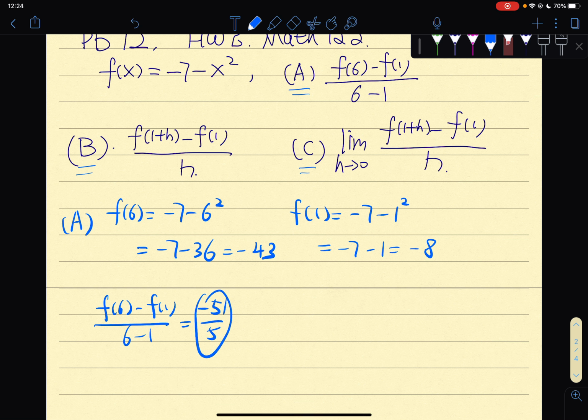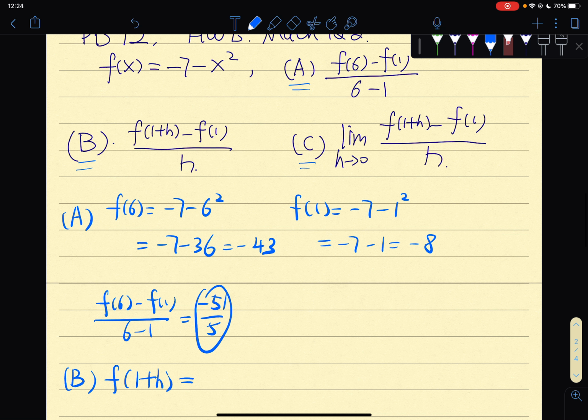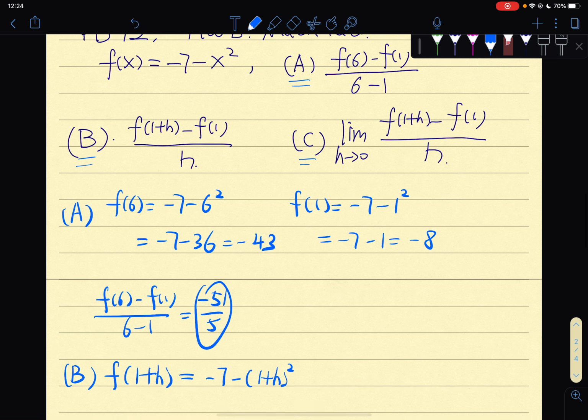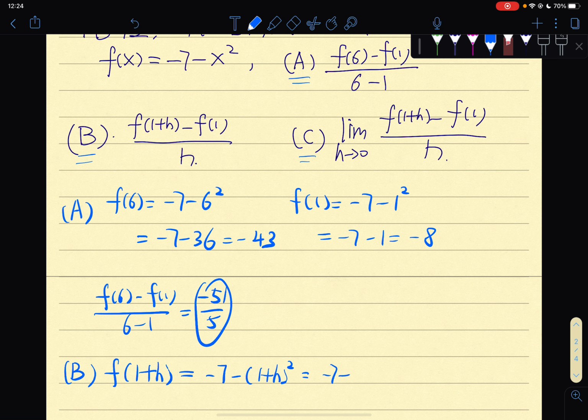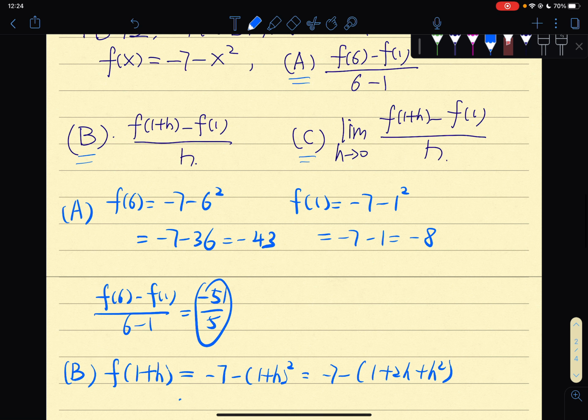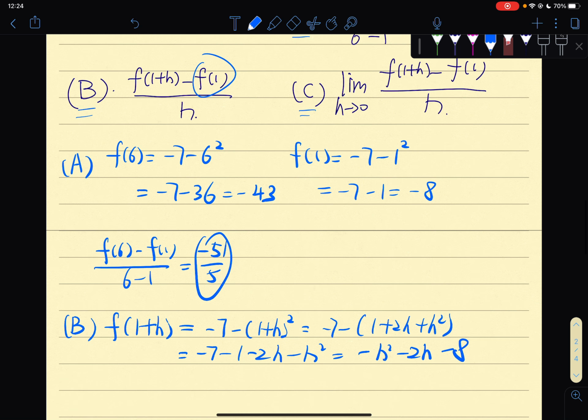And the slightly more challenging question is part B. Part B says you want to know what's f of 1 plus h first. Hence, it is negative 7 minus 1 plus h squared, which is negative 7 minus 1 plus 2h plus h squared. So I end up with negative 7 minus 1 minus 2h minus h squared, which is negative h squared minus 2h minus 8.